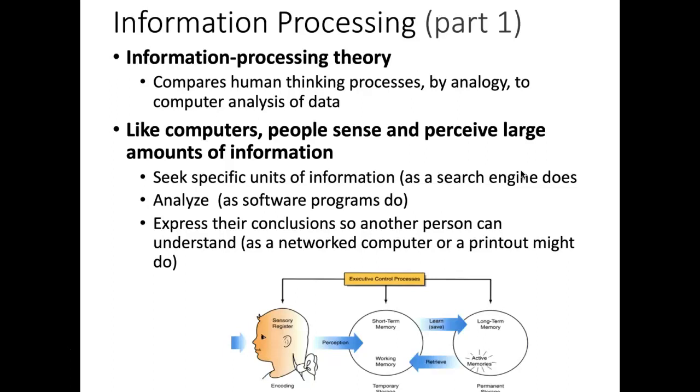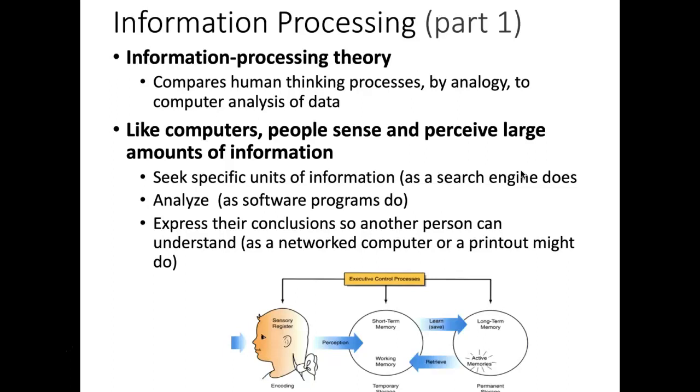Information processing theory, remember, compares human thinking processes by analogy to computer analysis of data. Like computers, people sense and perceive large amounts of information. They seek specific units of information as a search engine does. People analyze just like software programs do. They also express their conclusions to another person so that they can understand them, as a networked computer or printout might.